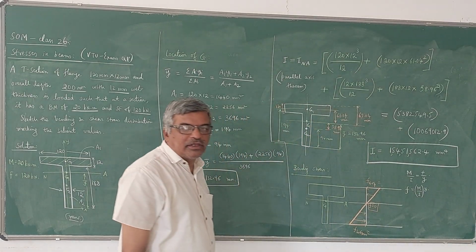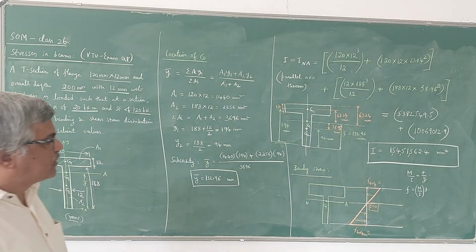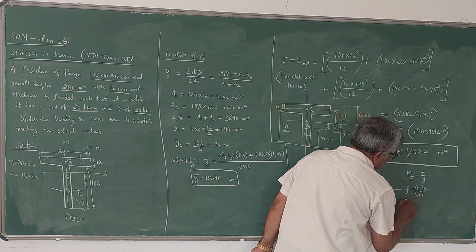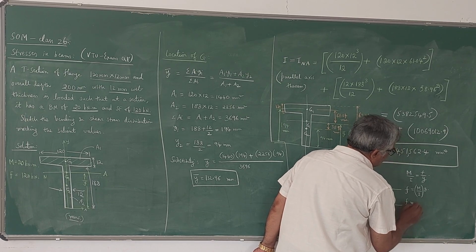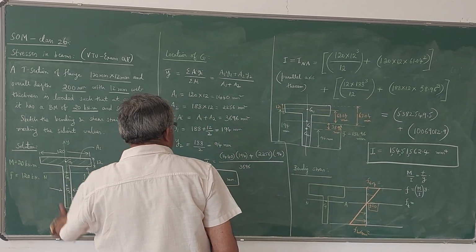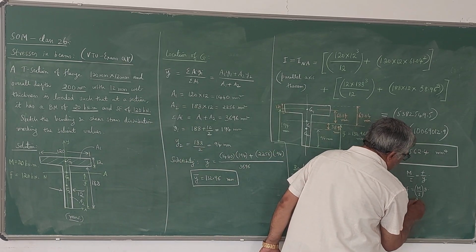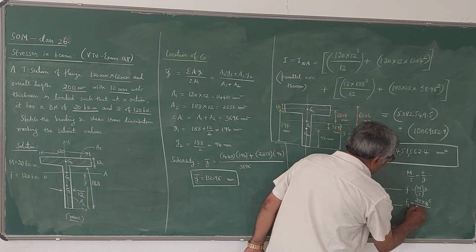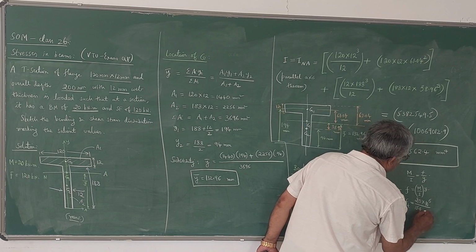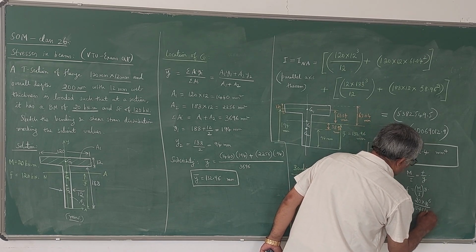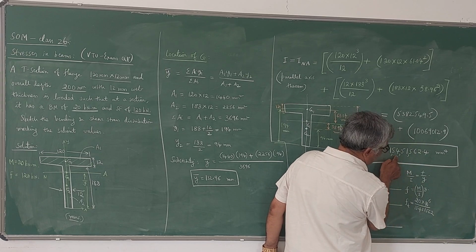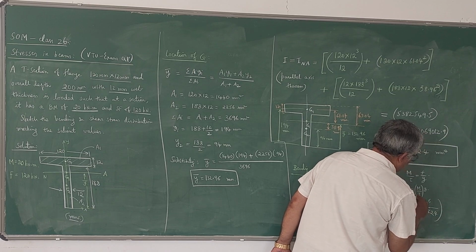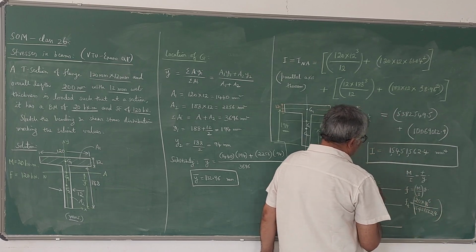Now let us convert all the values to newtons and millimeters. Using this equation we can find F top and F bottom. F top will be Ft. M is 20 kilonewton meter, given at that section. So kilonewton meter should be converted to newton millimeter. So 20 into 10 power 6 divided by the I value, which is 154 515 62.4, multiplied by y, this distance.